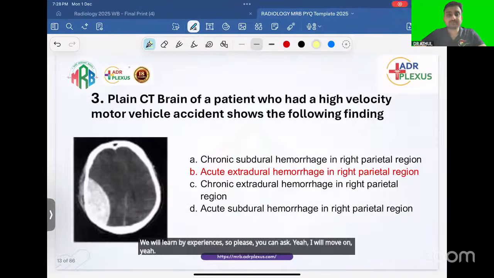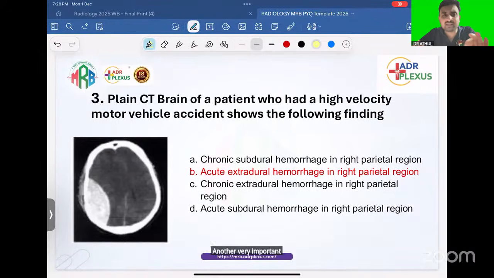Yeah, I will move on. Another very important thing is they asked an image of intracranial hemorrhage.